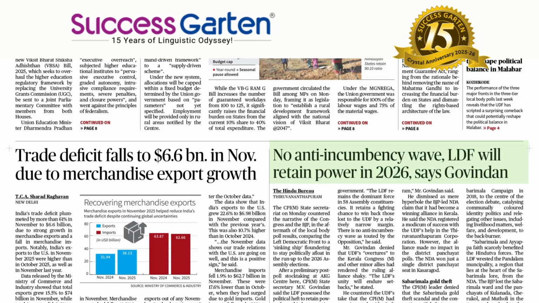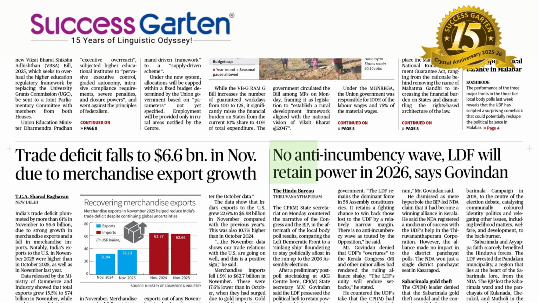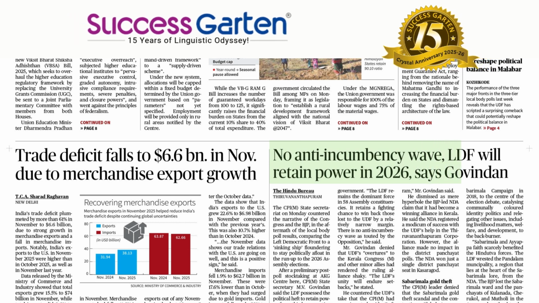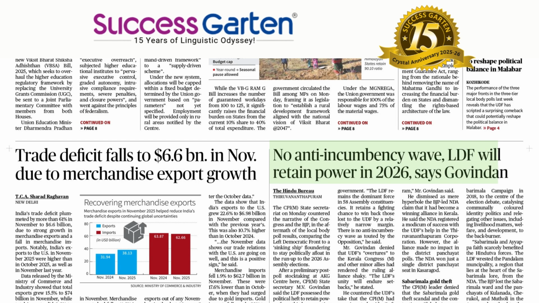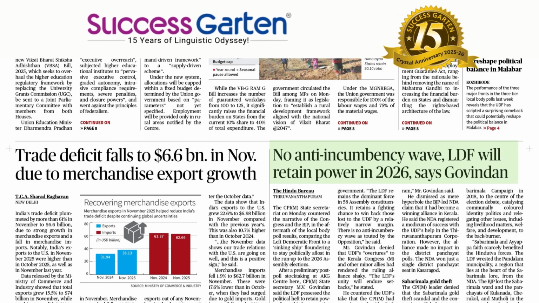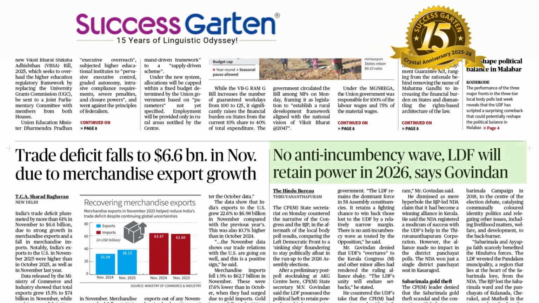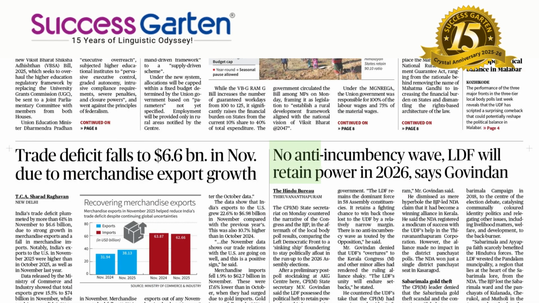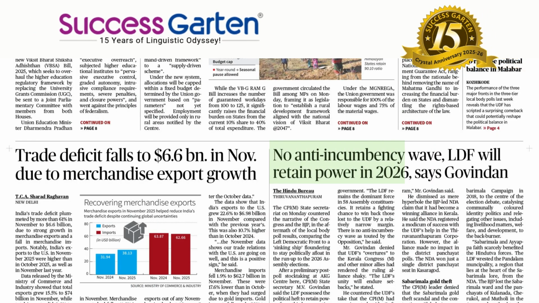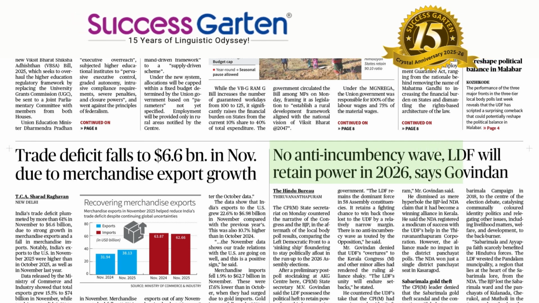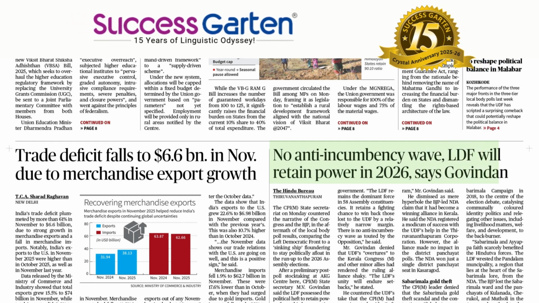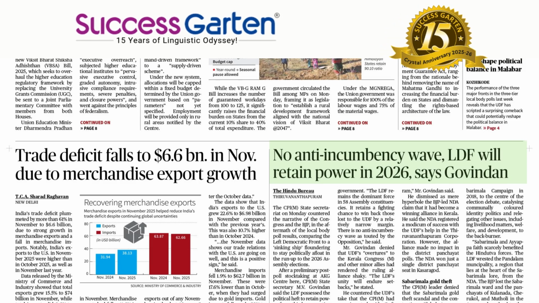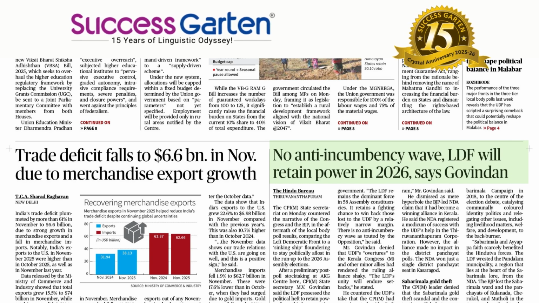No anti-incumbency wave. The dummy subject there is very much essential here. There is no anti-incumbency wave. LDF will retain. R-E-T-A-I-N. So retain is a very interesting verb. Retain. We can feel the T sound. T is the mouth sound basically. Retain, to keep or continue to have something. Will retain, will act as a modal helping verb. We have 13 modal helping verbs: can, could, may, might, shall, should, will, would, used to, ought to, need, dare, must. After these words, we'll get the root form of the verb. Will retain power in 2026.